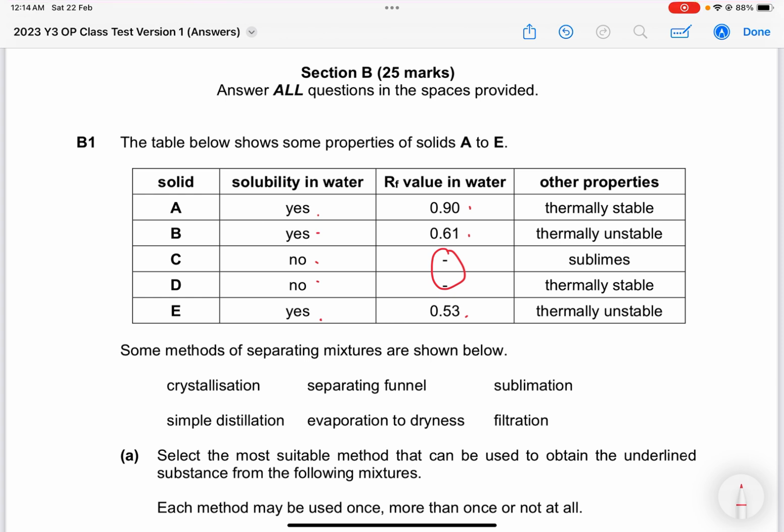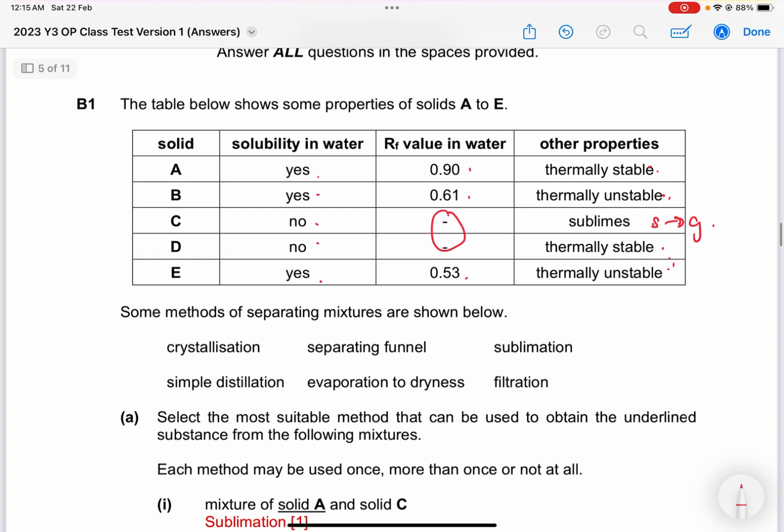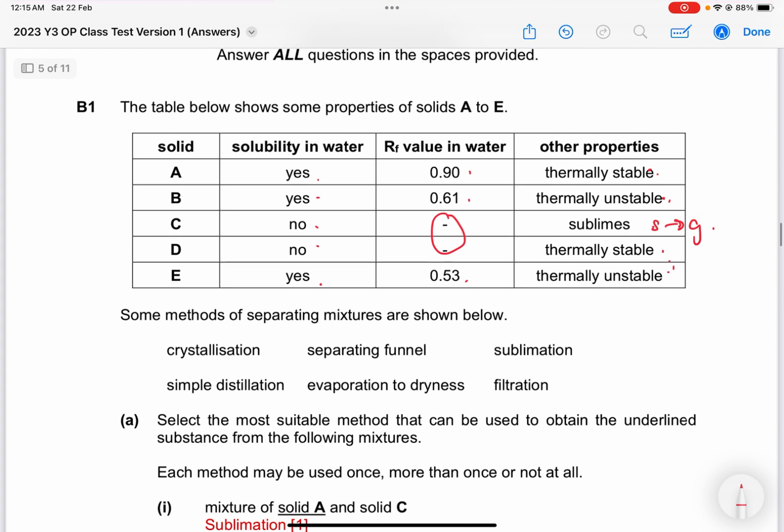Next one, A is thermally stable, means you can heat it up, it won't decompose. Thermally unstable means it will decompose. Thermally stable here, sublime. Sublime means can turn from solid straight away to gas. Okay, so some methods of separating the mixtures as shown below.